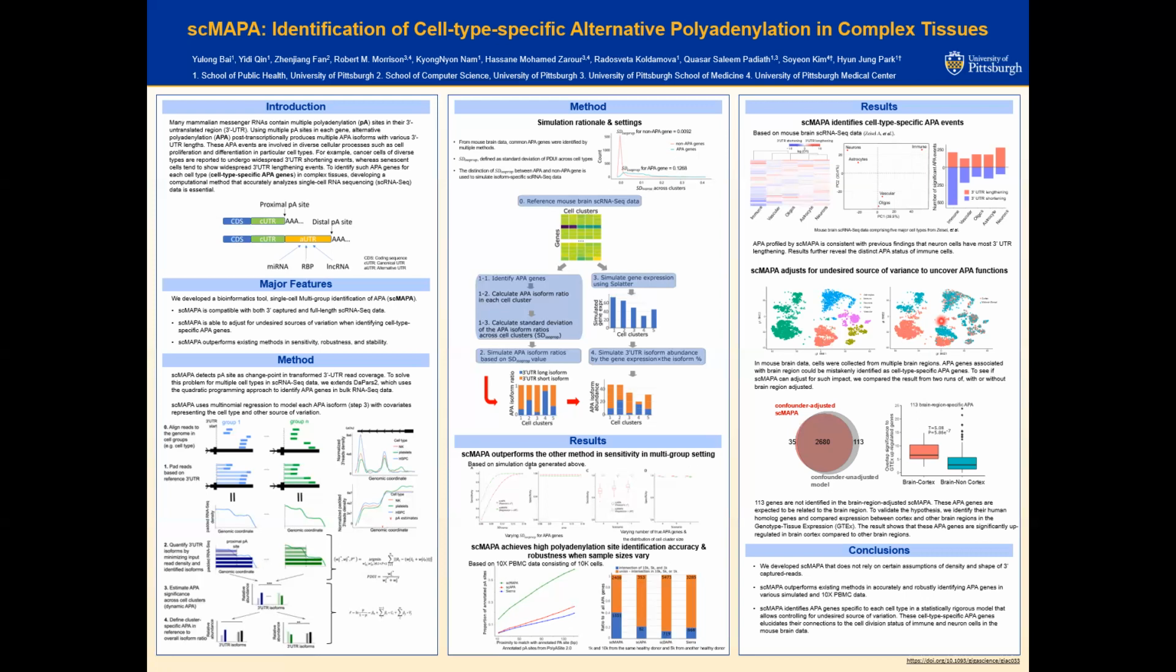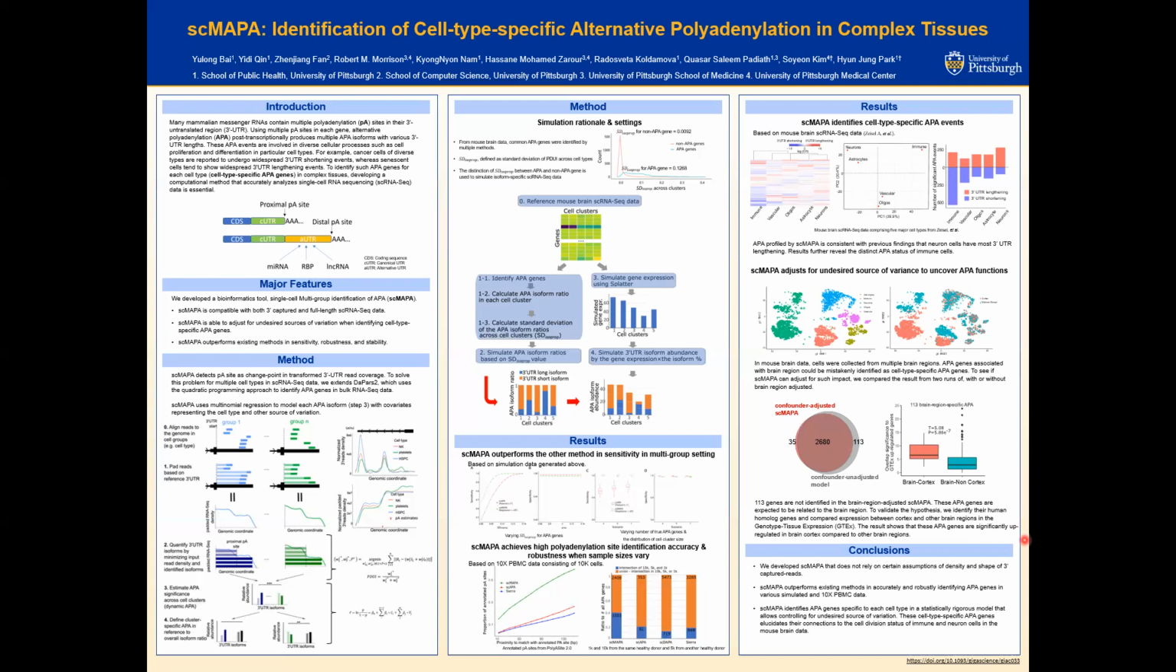To see if scMAPA can adjust for such impact, we compare the results from two runs of scMAPA, with or without brain region adjusted. In total, there were 113 genes that were not identified in brain region adjusted scMAPA. These APA genes are expected to be related to the brain region. Indeed, we observed that the human homologs of these APA genes are significantly upregulated in brain cortex compared to other brain regions in GTEx data.